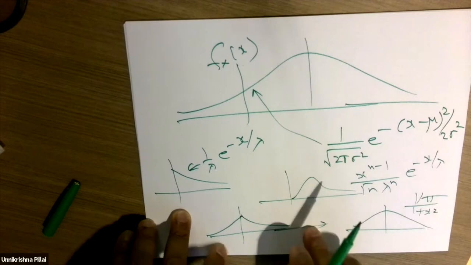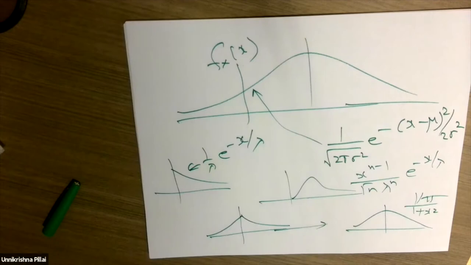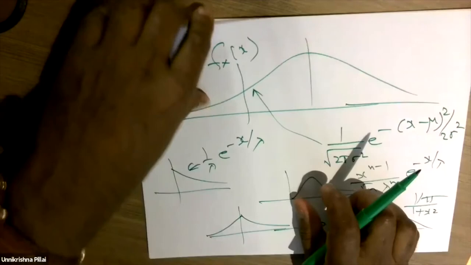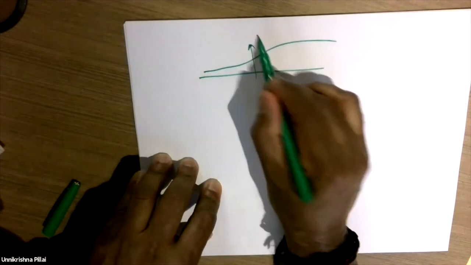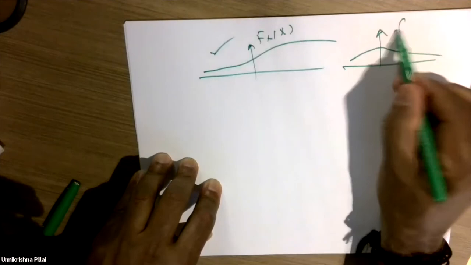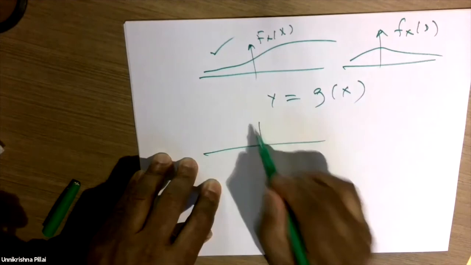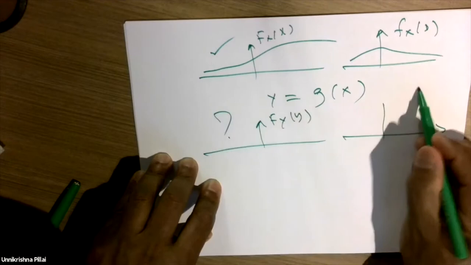So transformation means what happens if you square a random variable? What's the density function of the new random variable? So this is our problem. I have some distribution function, F_X(x), that's given to us. The corresponding density function also is given. And then we define a new random variable Y equal to g(X). We want to find out the distribution function of Y and its density.